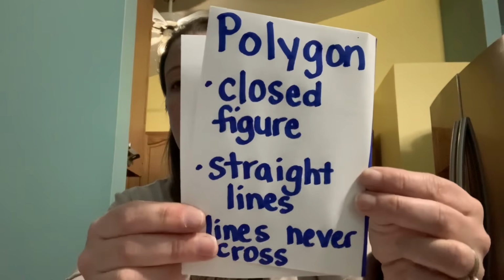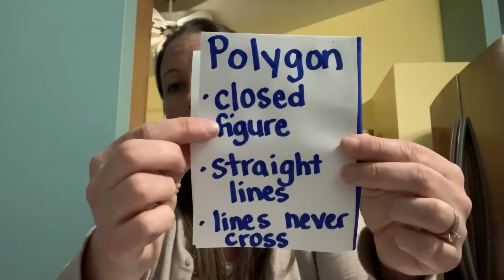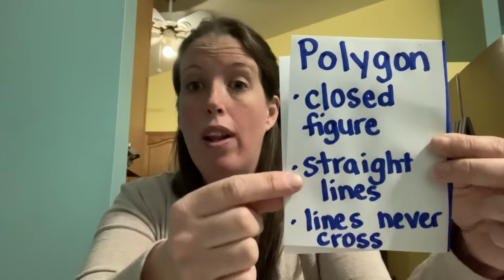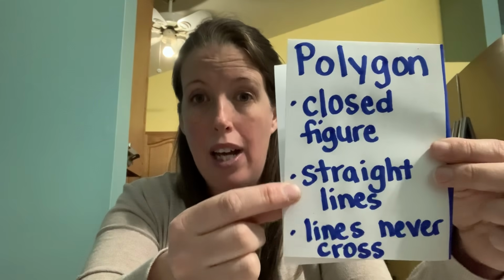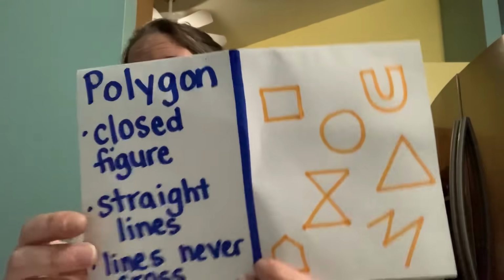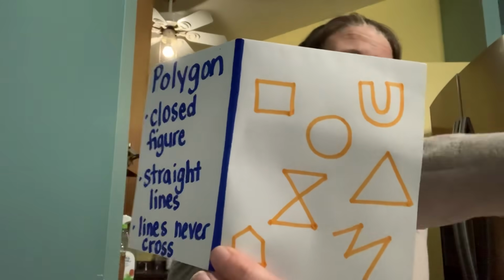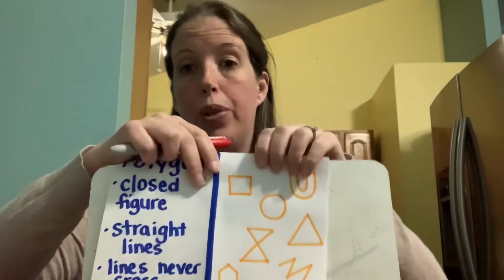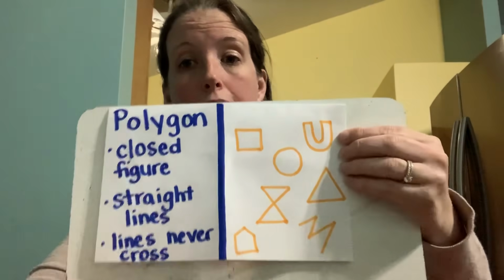So before we get into that, I want to just review a very important vocabulary word, and that is a polygon. A polygon is defined to have these characteristics. It must be a closed figure, which means it can't have any open spaces. All of the lines must be straight in a polygon, and the lines are never allowed to cross. So using that checklist, let's take a quick look on the other side of these figures to see which ones follow the rules and can be called a polygon and which ones cannot.